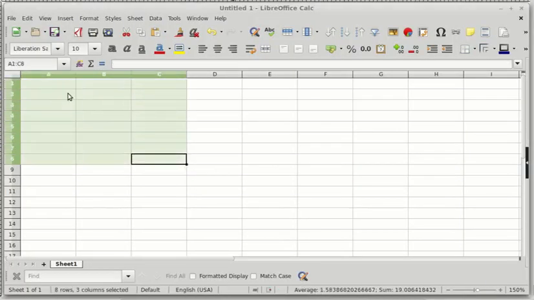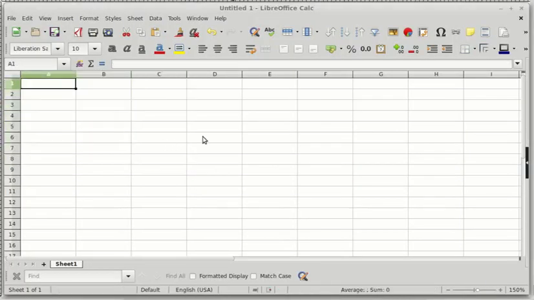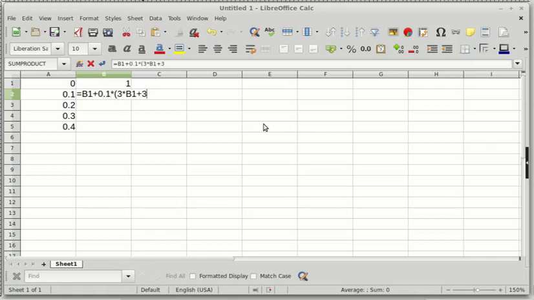So I'm just going to delete all this stuff, start over. And so I got my 0, and I'm going to say A1 plus 0.1. And I want to drag that down. Yeah, 0.4 is where we want to stop, right? 0.4? Yeah, okay, so we're good. Starting with a 1 here. So equals B1 plus 0.1 times 3 times B1 plus 3 times A1 times B1, close.